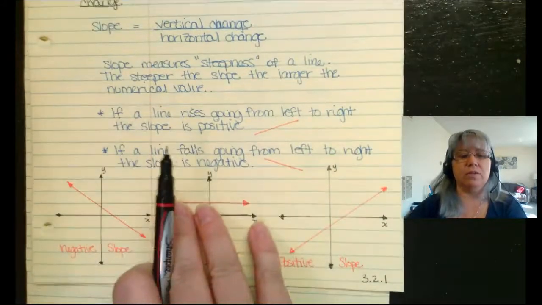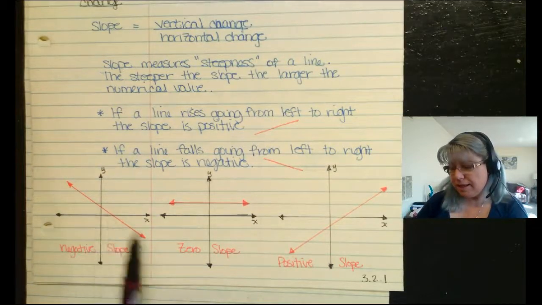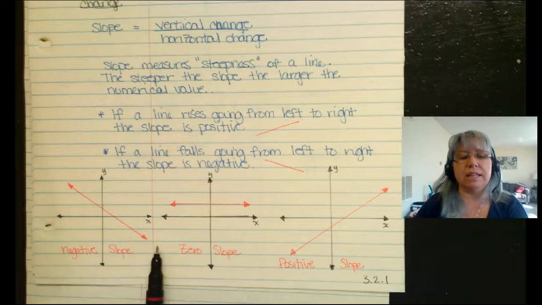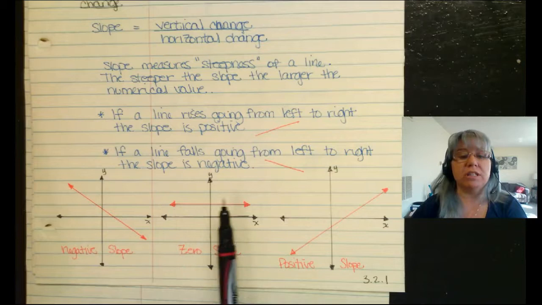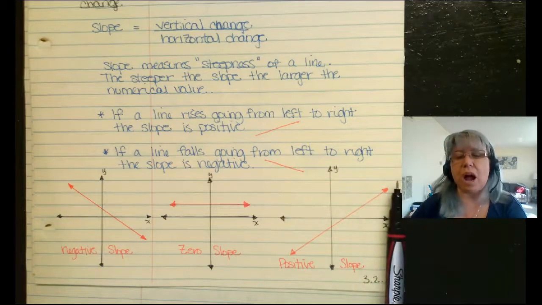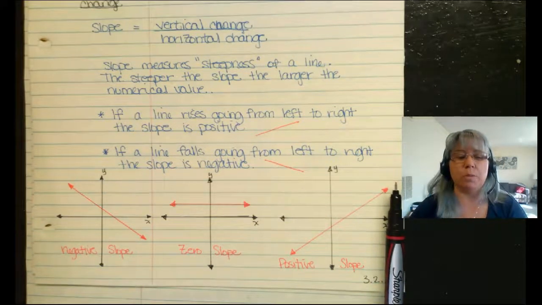Visually, a slope like this, where I started higher on the left than on the right, is a negative slope. If I have no change whatsoever, that is a zero slope. And if I start lower and then get higher, that is a positive slope.